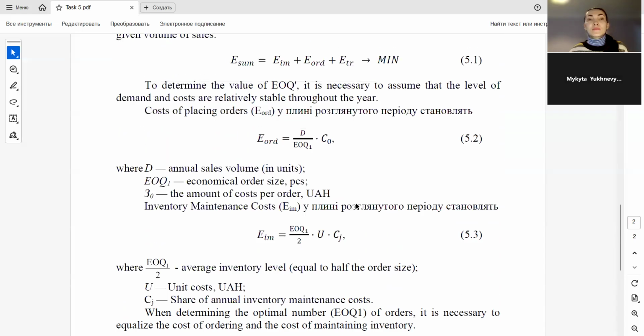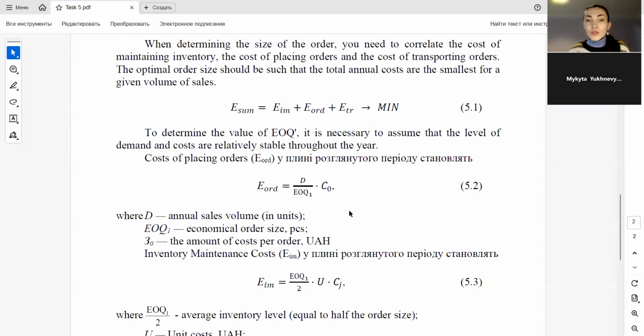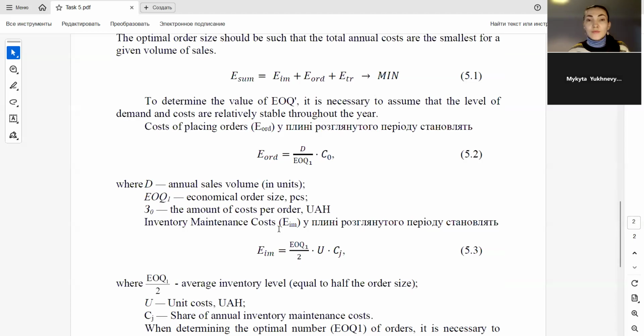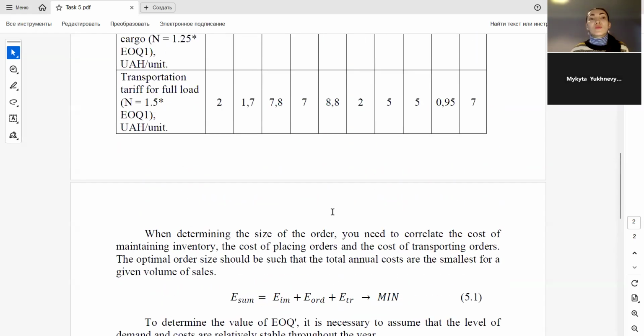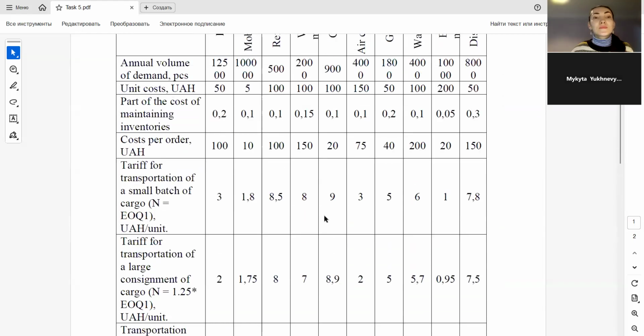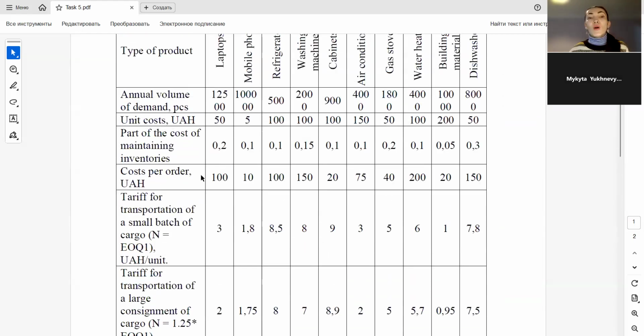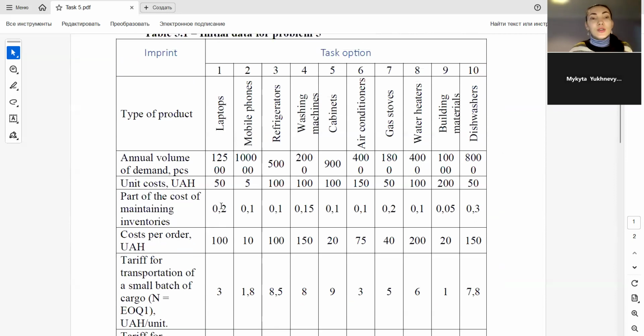Okay. It was about cost. Maybe I'm not right. Oh, it is here. Sorry. It is C. It is amount of cost per order, also in hryvnias, and we could find this information here. It is cost per order, and it is sixth line of our table. 1, 2, 3, 4, 5, 6. Yes, 6 line of our table 5.1.